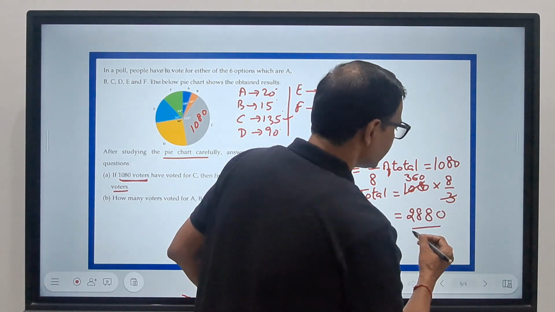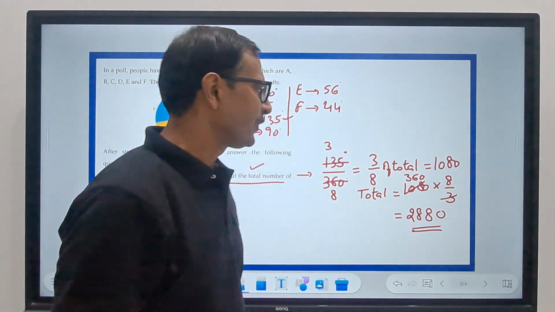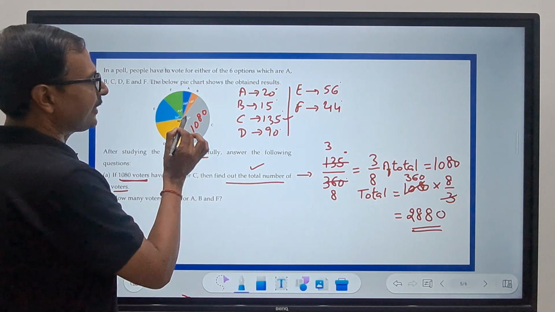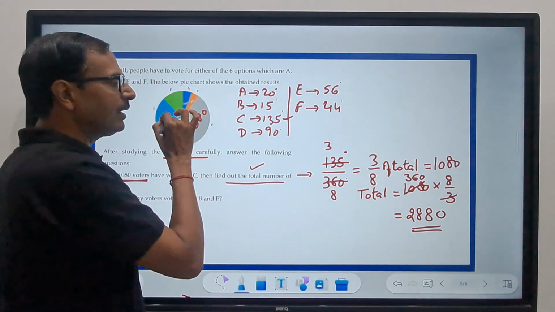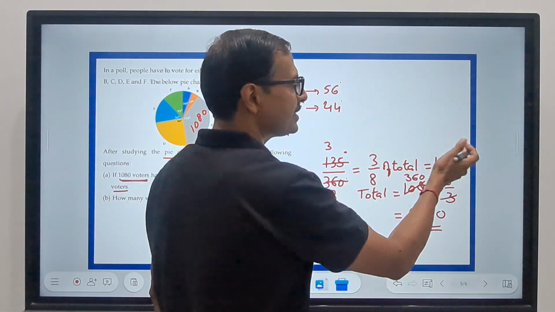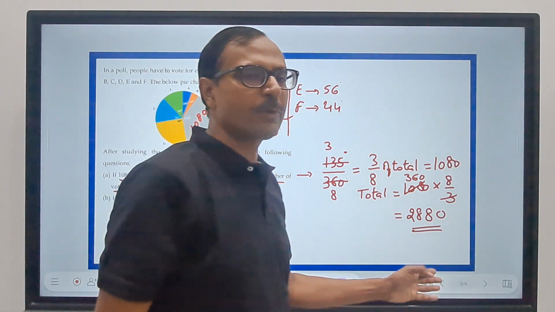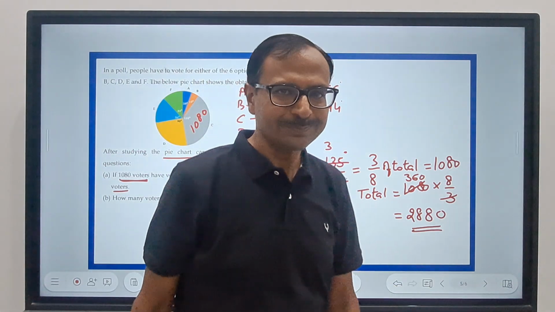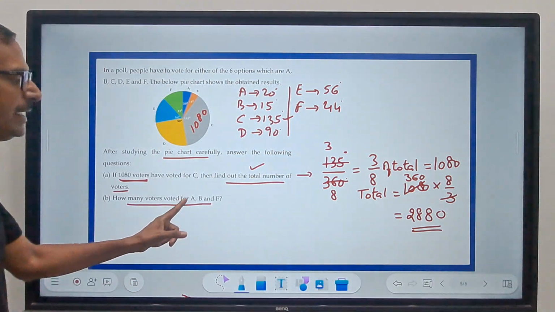You have 2880 voters in total. So what did I do? I found the fraction of 135 with 360, the total angle, and I got a fraction. That fraction of the total is given in the question as 1080, and I got the total number of voters as 2880. Likewise, how many voters voted for A, B and F?